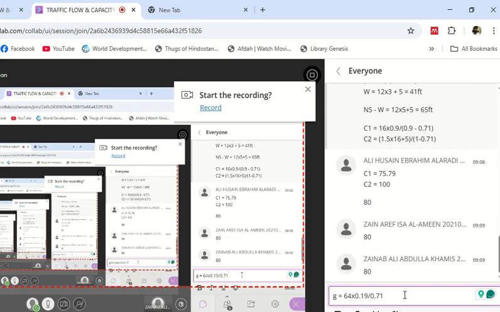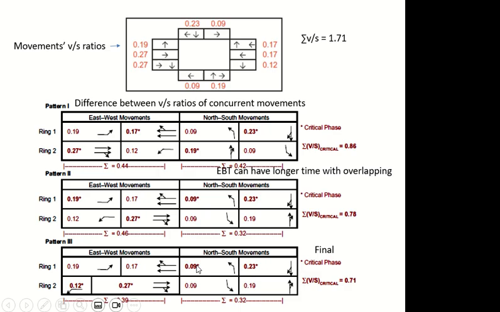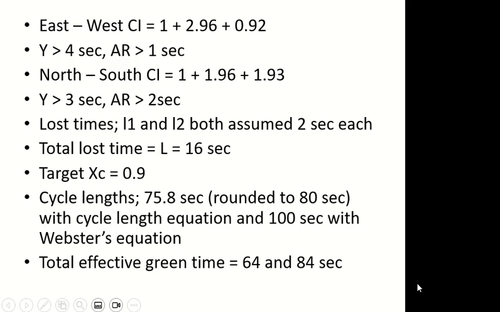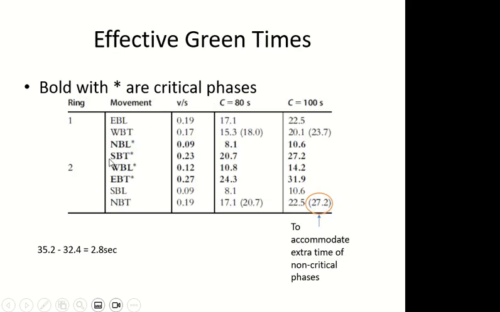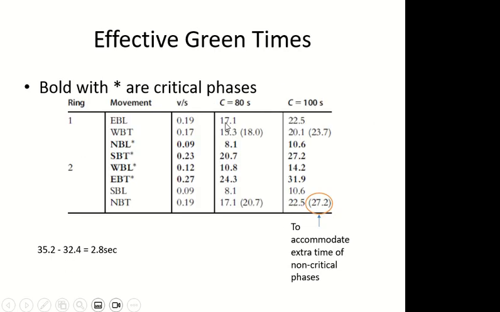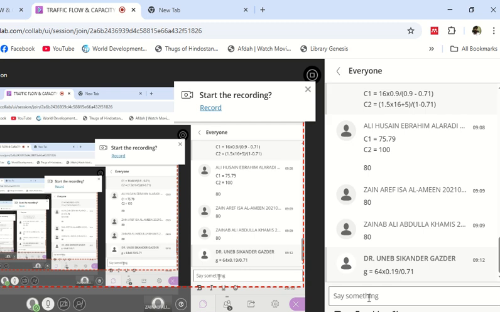This is for this movement. If I am doing it for this movement, it will be 0.12, multiplied by this 64 and divided by 0.71. So this is what they have done here. And for our convenience, they have written the movement exactly here. So for 0.19, when I was using 64 seconds of effective green, I got this much. And when I was using 84 seconds of effective green, I got this much. So 22.5, how do I get 22.5?